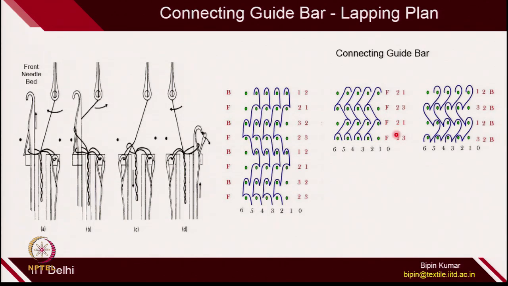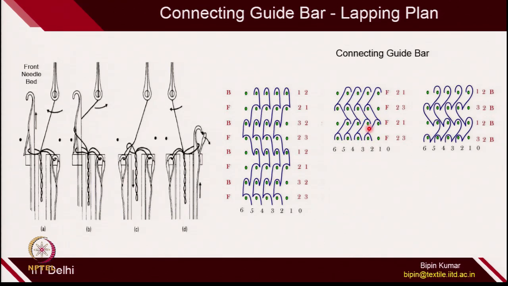Then in the fifth course again it is following the movement of the front guide bar lapping plan, and then it is switching to back, and then again it is moving to the front, which is 2-1, and then back, which is on the back side. So, the denotation is actually different compared to the normal notation of a regular guide bar. So, a regular guide bar actually makes all the courses in the same bed, but a connecting guide bar in 2 beds is actually making courses in alternating bed.